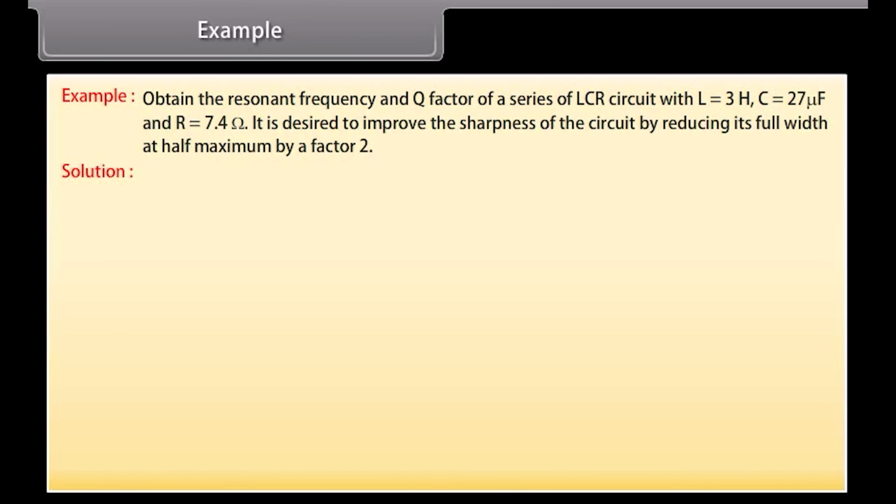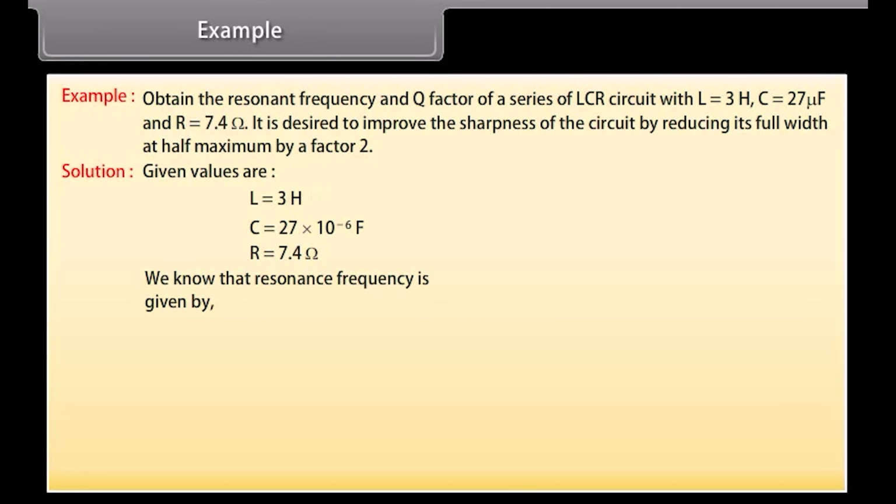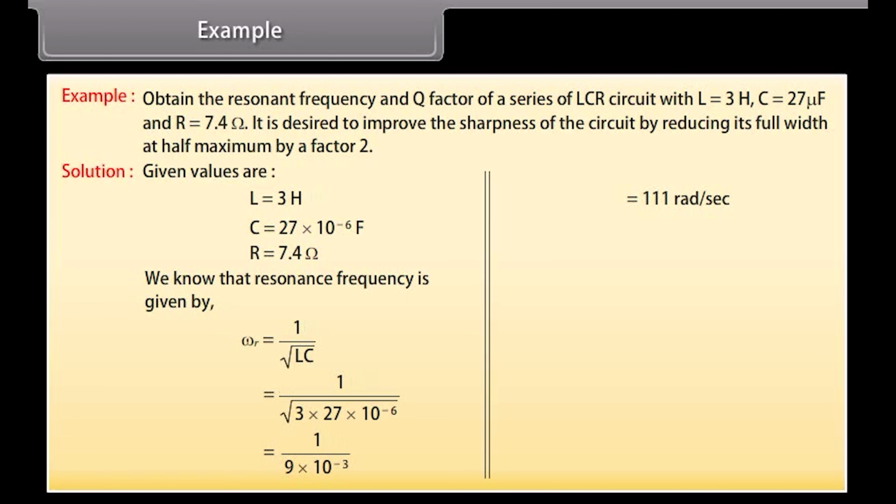Let's see the solution. Given values are L equal to 3 henry, C equal to 27 into 10 raised to the power minus 6 farad, R equal to 7.4 ohm. We know that resonance frequency is given by 1 upon under root LC. Now, putting the values, we get resonance frequency equal to 111 radian per second.